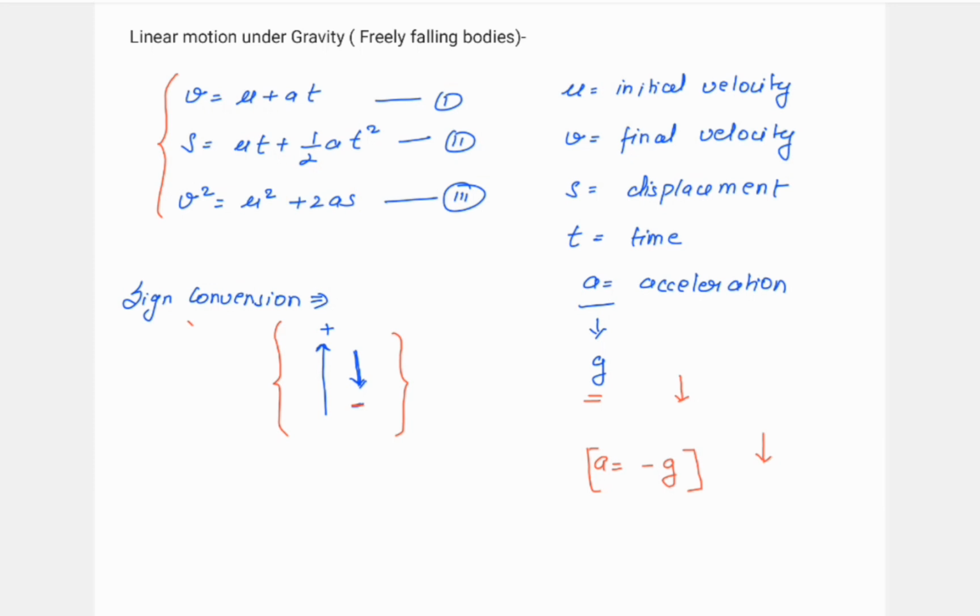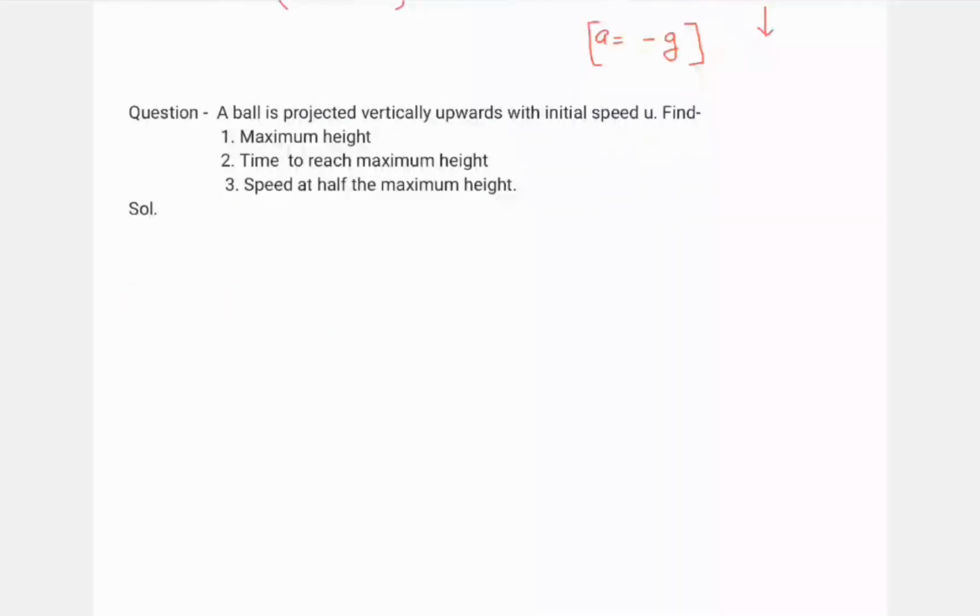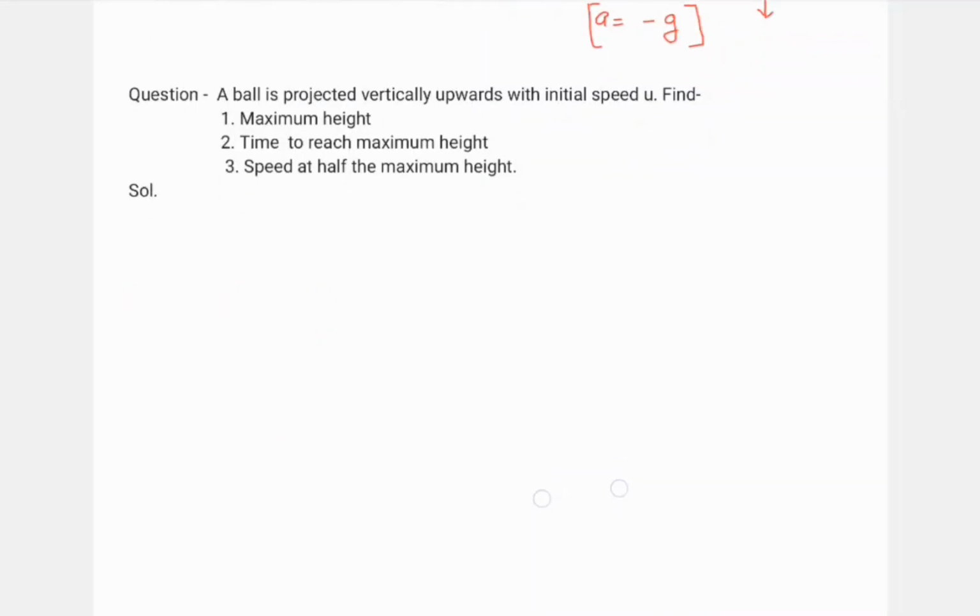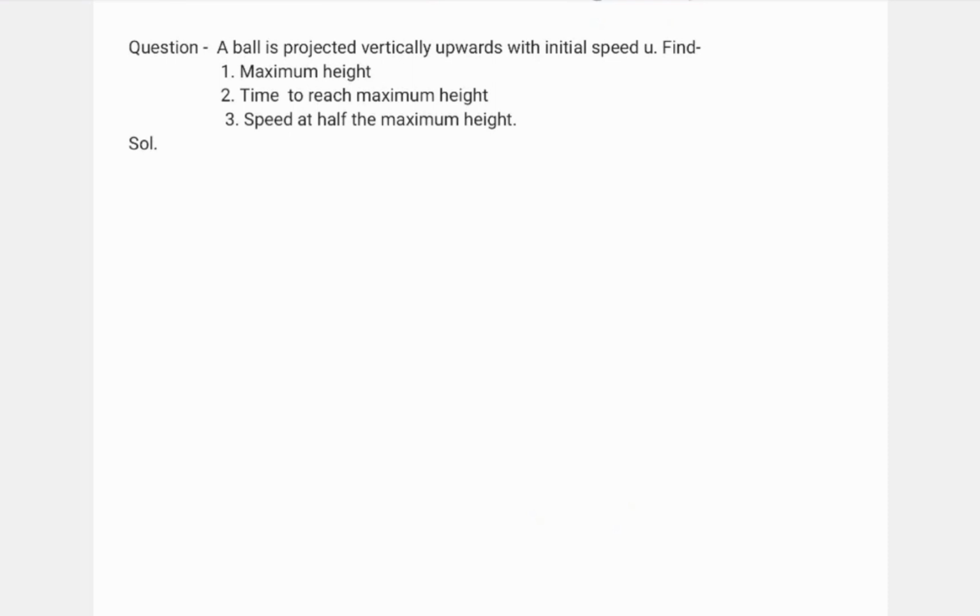Now let's practice some questions, and we will see how to use these formulas. Now we will see how to solve the numerical of this topic. For that, I'm going to consider a very basic question first. Read this question. A ball is projected vertically upwards with initial speed u, then find the maximum height, the time to reach the maximum height, and the speed at half the maximum height. Let's see how to solve this type of question.